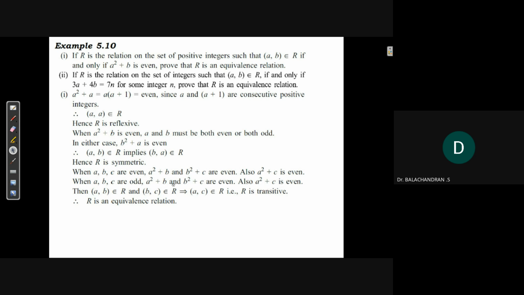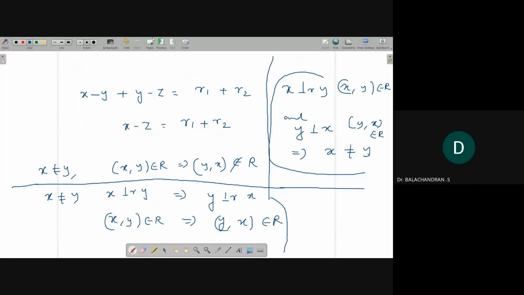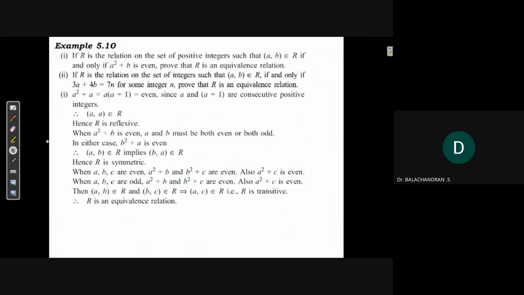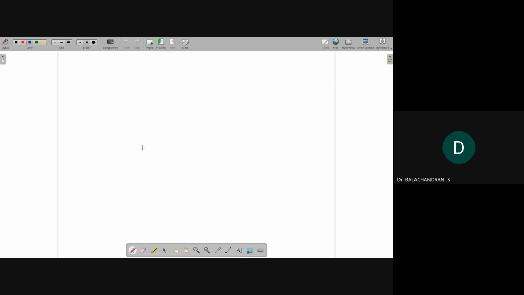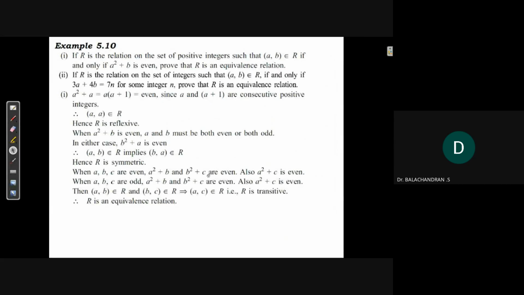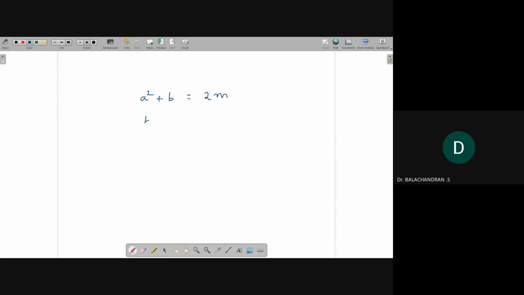Sometimes we can tell it like this, but this is enough. But if you want to write it out, you can also write like this: a square plus b even. In the first case, a, b, c are even. So a square plus b is even, which means you can write it as 2 into m. Similarly, b square plus c is even, so b square plus c is equal to 2n.